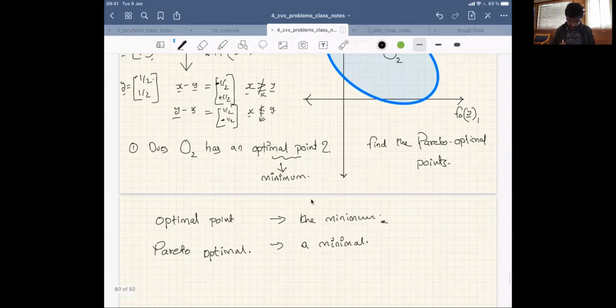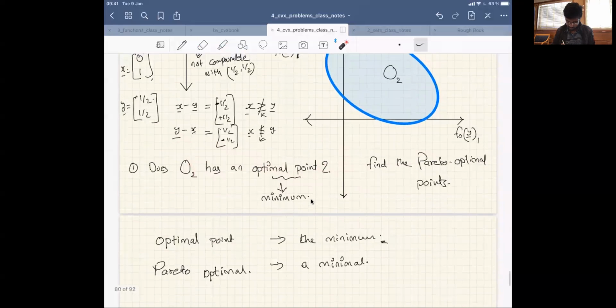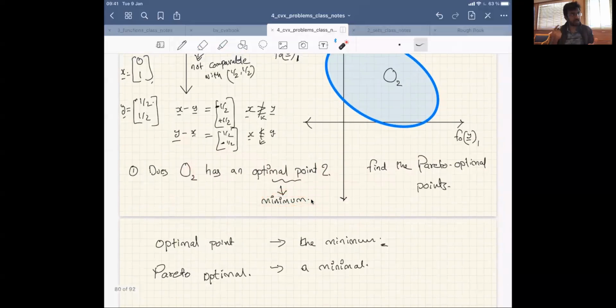So my question is, this is only defined like this for vectors. This doesn't exist for the real line. In that case, everything is the same, so you don't have the minimal. Thus O2 has an optimal point. So I'm asking whether the set O2 has a minimum. Minimum means it's unique. So minimum is always unique.